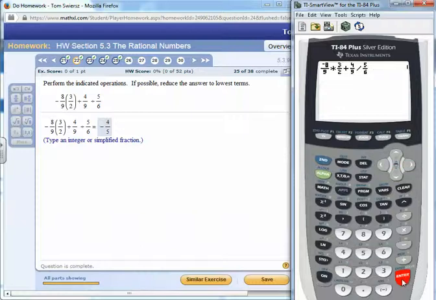All right, hit enter. And there's our correct answer, -4/5. Same answer we got using paper and pencil. All right, very good.